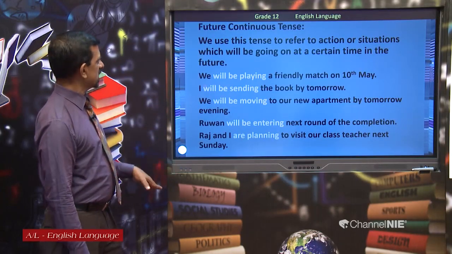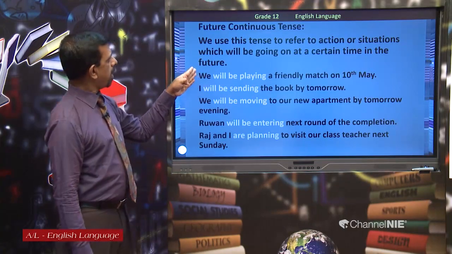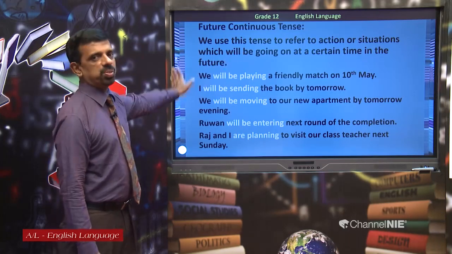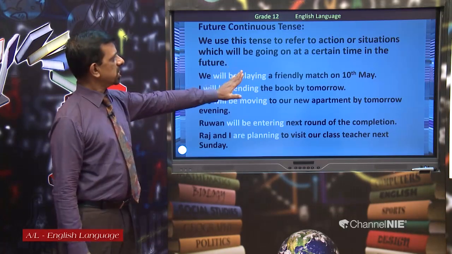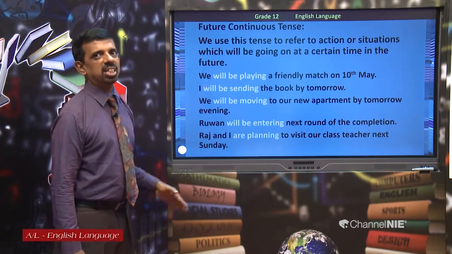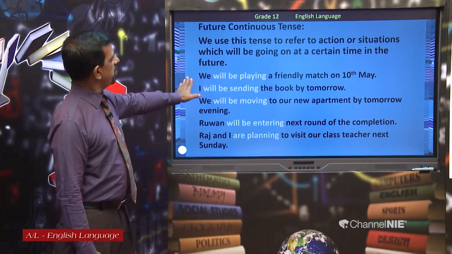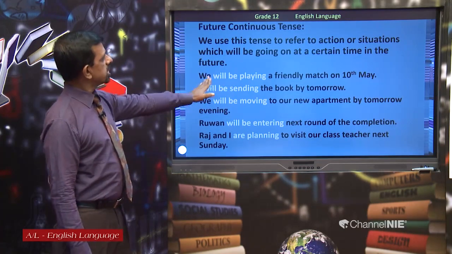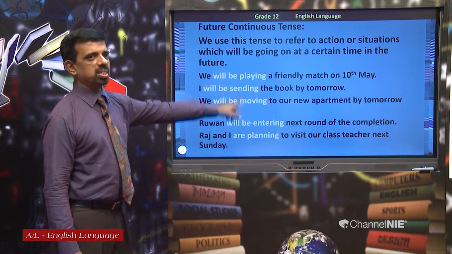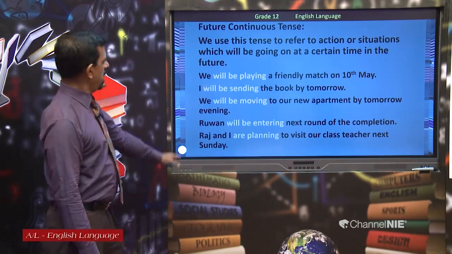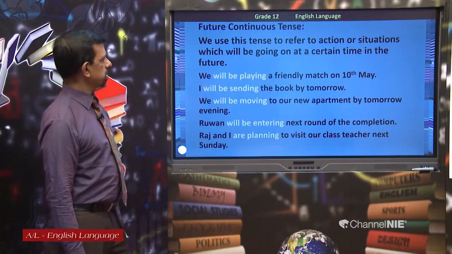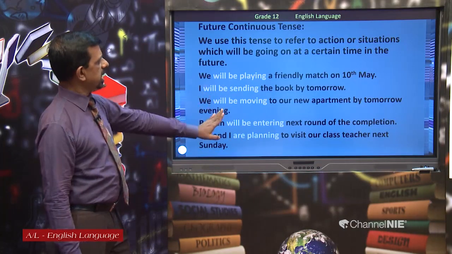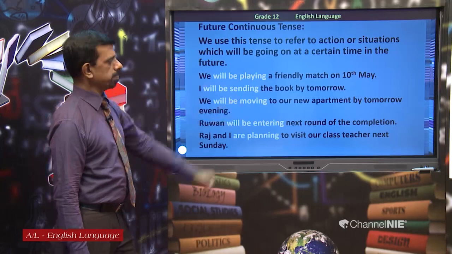Okay, let's look at it. We will be playing a friendly match on 10th May. So we said certain time in the future. So future time indicator is given very clearly in the first sentence. We will be playing a friendly match on 10th May. I will be sending the book by tomorrow. Time is indicated very clearly. We will be moving to our new apartment by tomorrow evening. Time is indicated very clearly. Ruan will be entering next round of the competition.